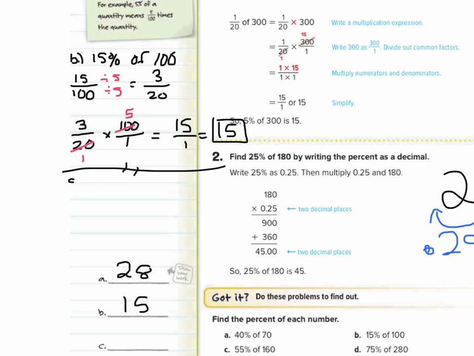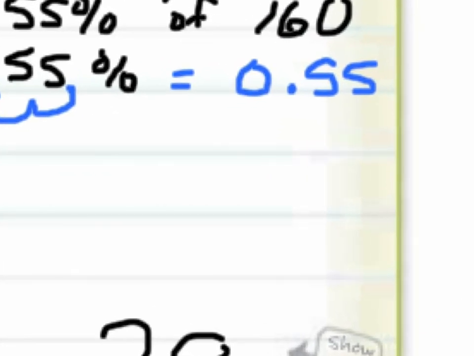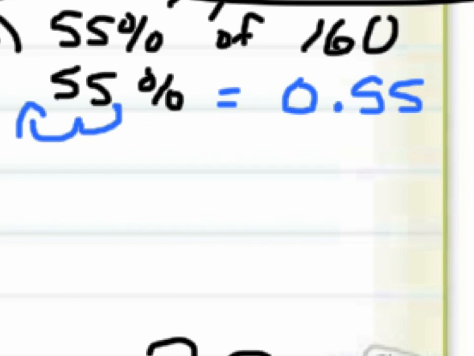In C, we're looking for 55% of 160. Well, 55% as a decimal, we move our decimal point back 2 spots to the left, so it's going to be 0.55. So as we move in here a little bit in order to show some more detailed work to multiply this, we're going to take our 160 and multiply it by 0.55.